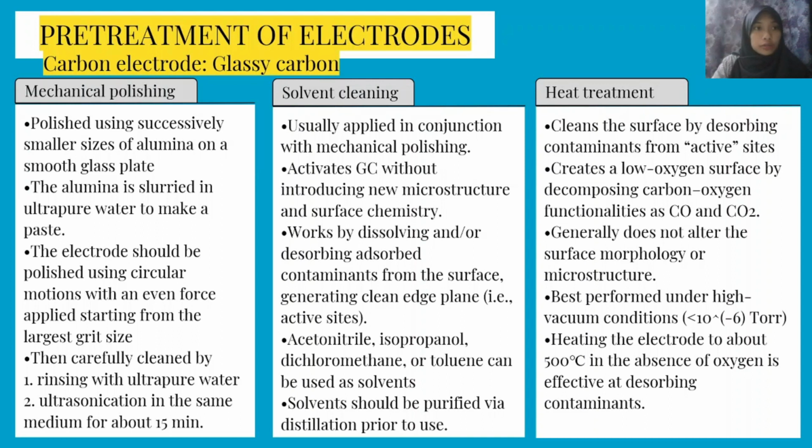Now I'm going to explain the pretreatment of electrodes. So the first one here is the carbon electrode, which is the glassy carbon. The first pretreatment here is mechanical polishing. So mechanical polishing here that can be used is by using alumina on a smooth glass plate, and the alumina is slurried in ultra-pure water to make a paste.